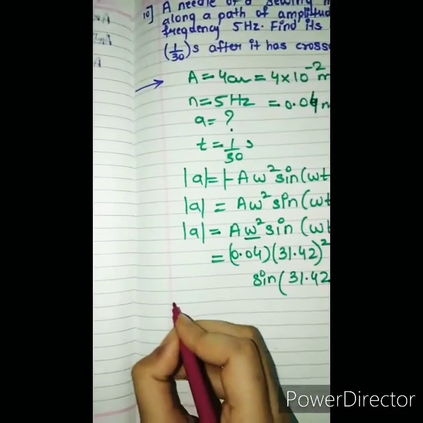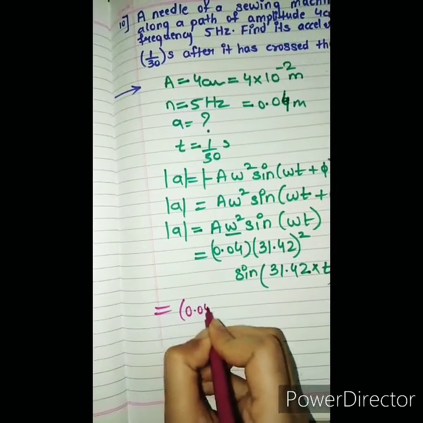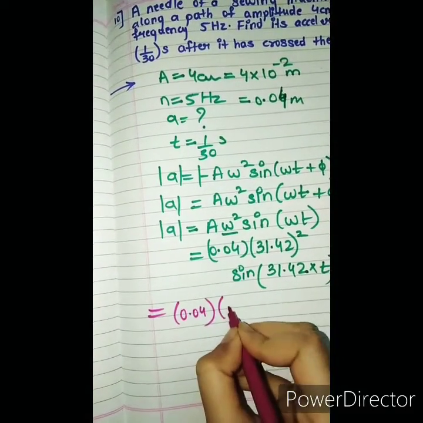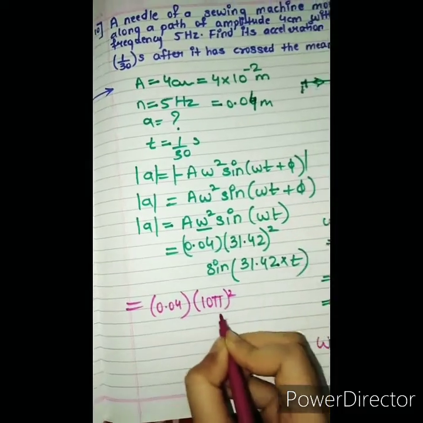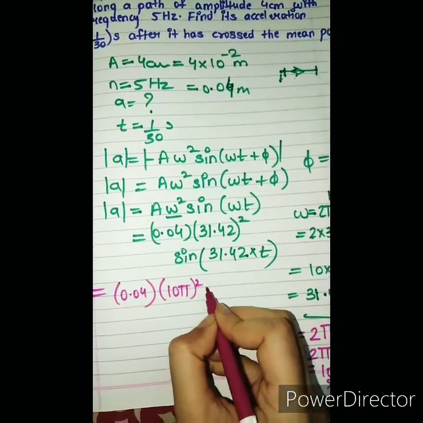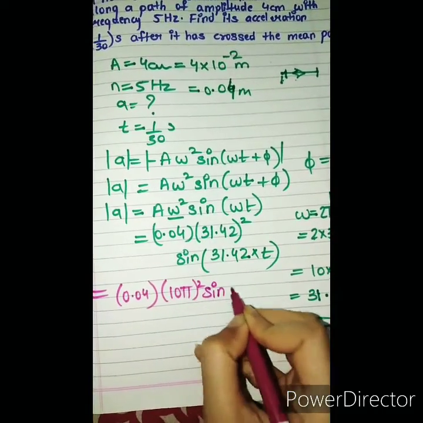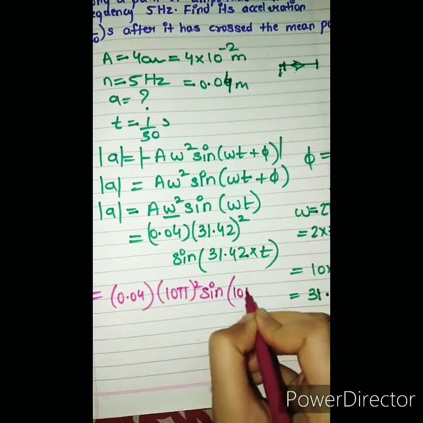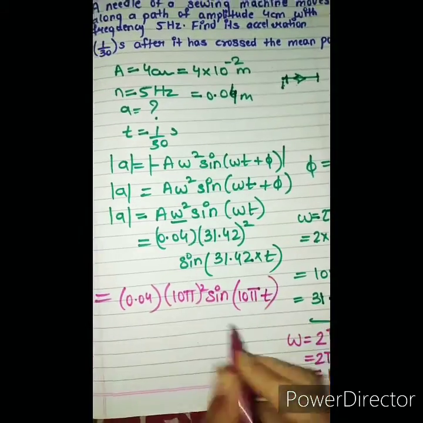So now again we'll be coming over here. Let's substitute it again. 0.04, the value of A. Omega will be 10 pi. Yeah, the equation seems easier. Omega square, that is 10 pi the whole square. Next is sine omega t, that is 10 pi t.